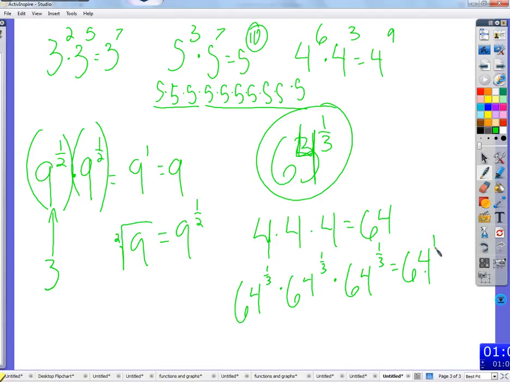Yeah. So if we believe that rule is consistent, which we want to believe, then 64 to the 1/3 times 64 to the 1/3 is 64 to the 2/3, times another 64 to the 1/3 is 64 to the 3/3, 64 to the first. And now we have a number times itself that needs to be 64. And a little bit of investigation tells us that 4 is that number. So 64 to the 1/3 is, as Gavin said, the cube root of 64, the third root of 64.